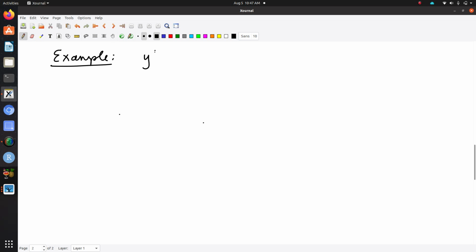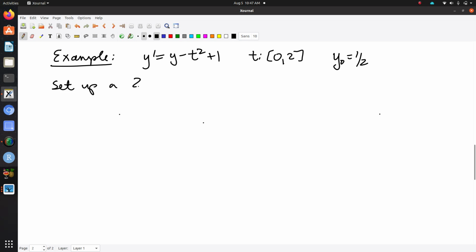Okay, so let's set up this example. y prime is equal to y minus t squared plus 1. We will see a lot of this today. And y naught is 1/2. So let's set up a second order Taylor method on this problem. We're going to do that in Python.